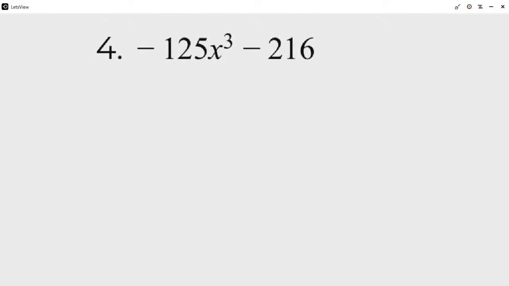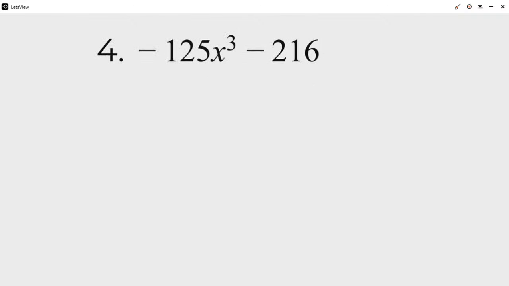Okay, next one we have negative 125x cubed minus 216. First I'm going to take out the GCF, which is the negative sign. So that's negative, 125x cubed plus 216.